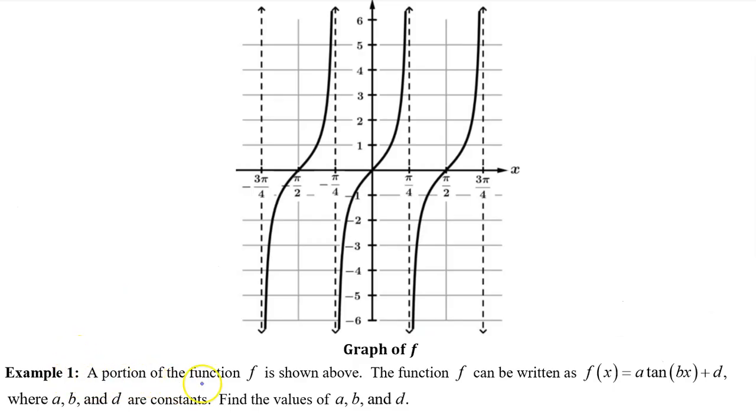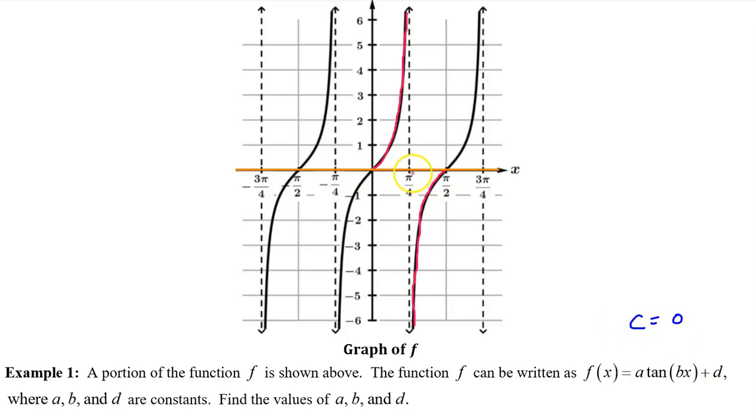Example 1. A portion of the function f is shown above. The graph of f can be written as f of x is equal to a times the tangent of bx plus d, where a, b, and d are constants. Find the values of a, b, and d. Notice that the c value is missing. That means that c is equal to 0, and there is no phase shift.